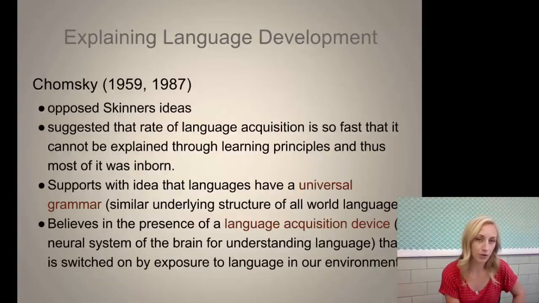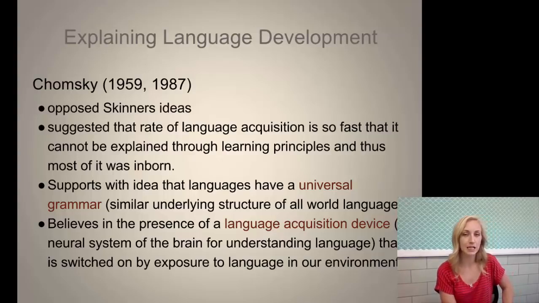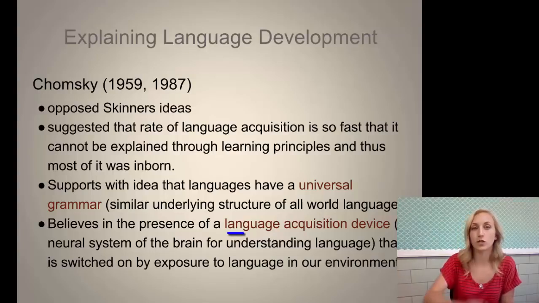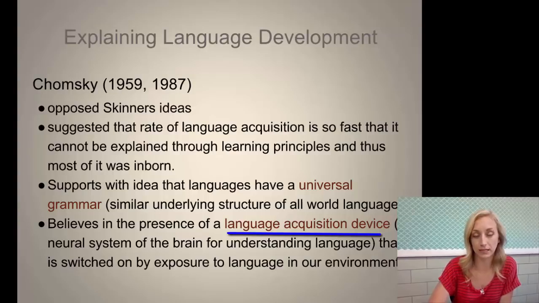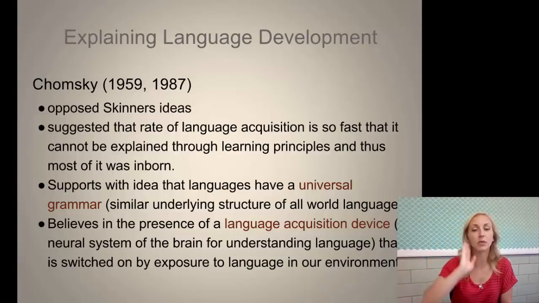Chomsky disagrees. He opposed Skinner's ideas, suggesting that we have a language acquisition device in our brain. He says that the rate of acquiring language is so fast that it can't be explained through learning principles, and that it has to be inborn. He supports the idea that languages have a universal grammar, which is the similar underlying structure of all world languages, and he believes in the presence of a language acquisition device. This is a neural system of the brain for understanding language that is switched on by exposure to language in our environment, and we are born with that.